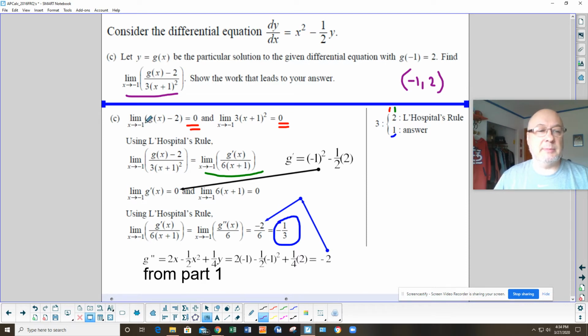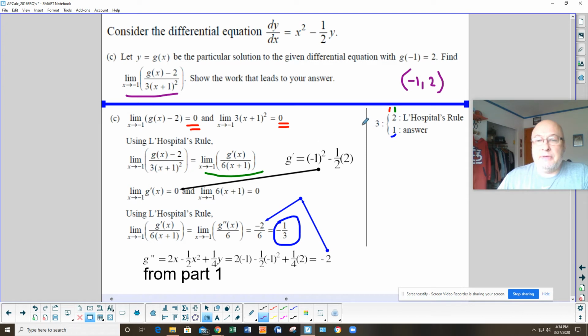So you take the limit as x approaches -1, so you make this g of -1. When you do direct substitution, g of -1 is 2, so you get 2 minus 2. Hey, that's a 0, so that's my numerator. What about my denominator? Well, my denominator is 3 times quantity x plus 1 squared. You substitute a -1 in, direct substitution. That's 0. 3 times 0 is 0.